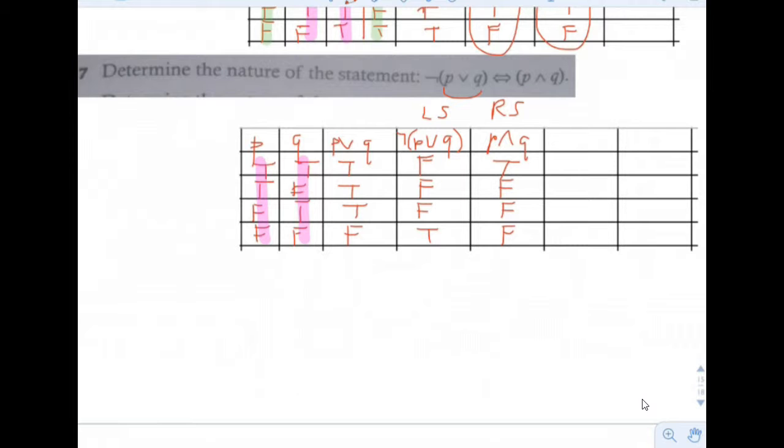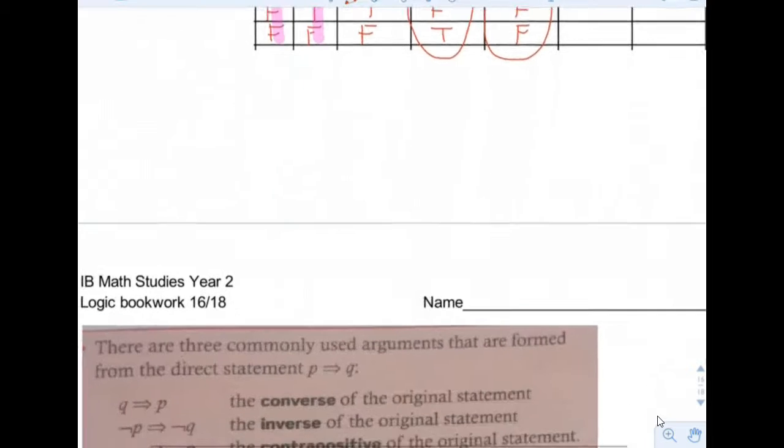Okay, and then we're going to say, okay, are these equivalent? Is this equivalent to this? And they are not, so not equivalent. Okay, so it's not a tautology, it's not a contradiction, it's neither.